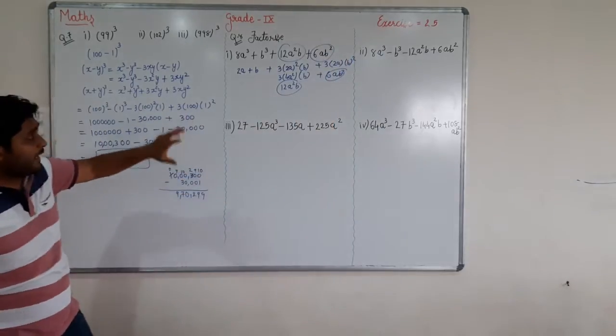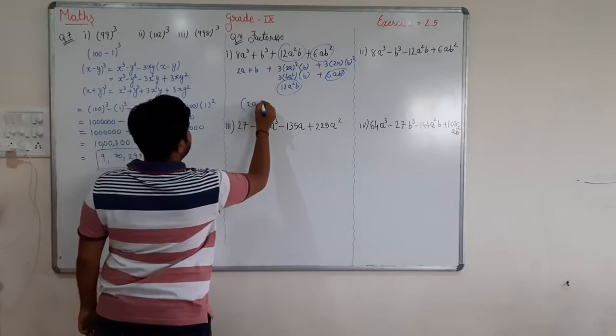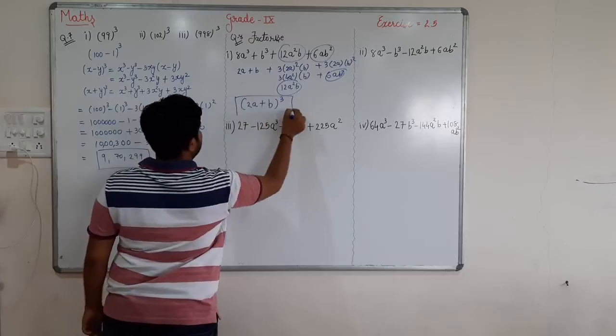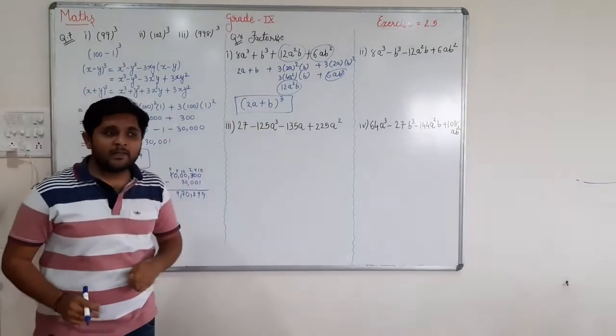So we can write the direct answer like this. It is the expanded form of (2a plus b) all power 3. So it is our answer. Okay friends, directly we can write it like this.